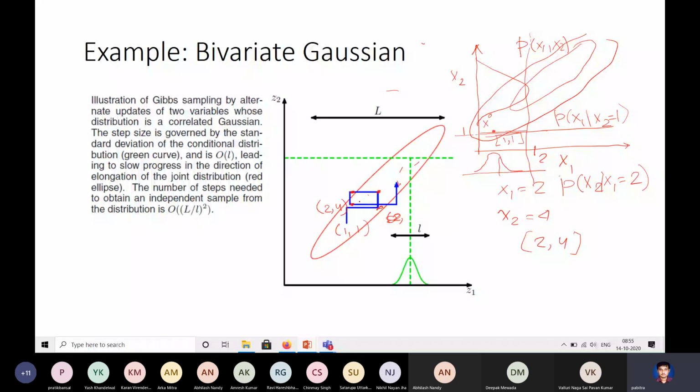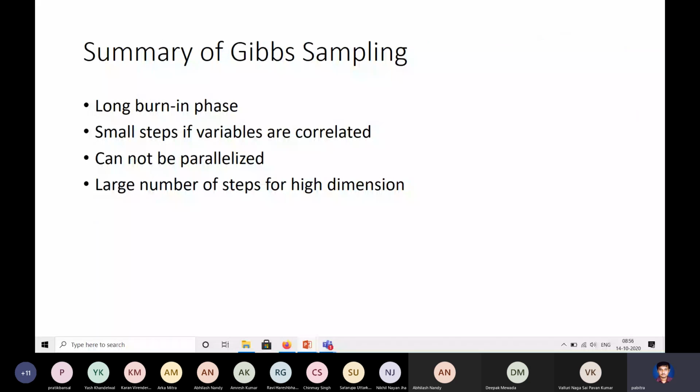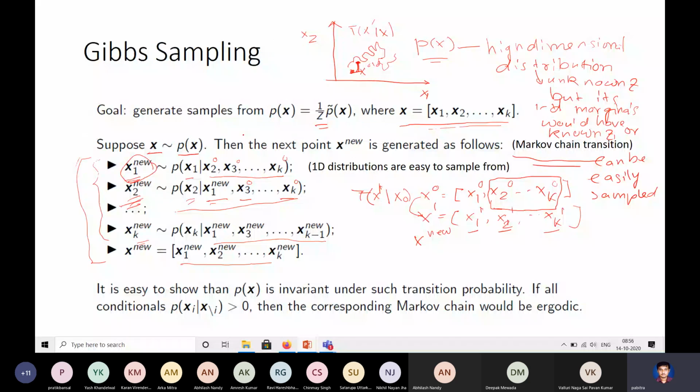You move around in a small part a lot. So you have very correlated or small steps. Second is that if you have a really large dimension, you need a lot of steps. This, we'll see, is a problem because let's say you do text analytics where you have a distribution over all words and you really have a large number of words.